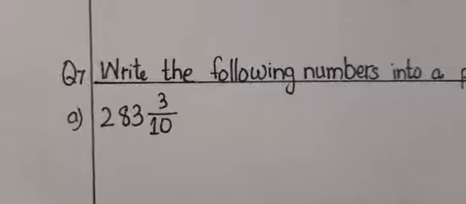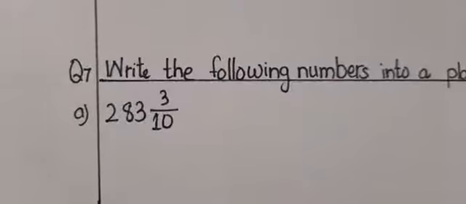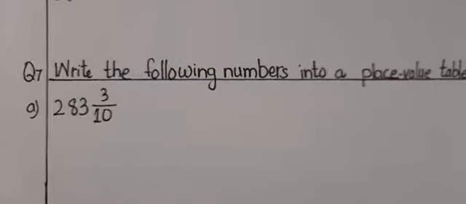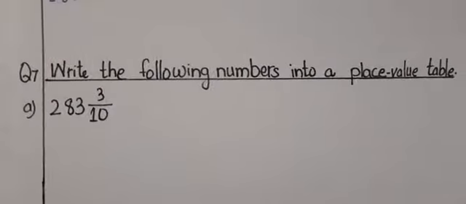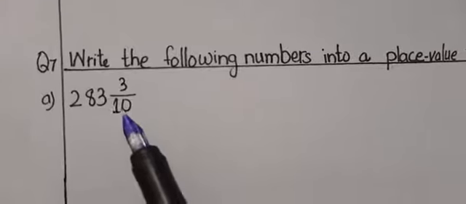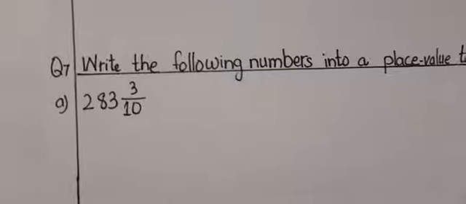So boys, after doing question number 12, we will do question number 7, and question number 7 is: write the following number into a place value table. This is the number 283 whole 3 by 10. As you can see, it has 3 by 10.